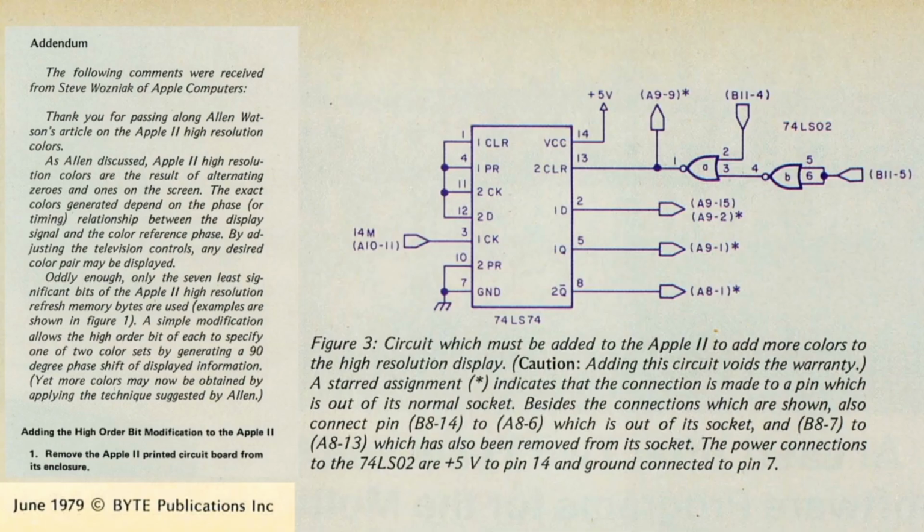In the June 1979 edition of Byte magazine, Alan Watson III published an article discussing how color worked on the Apple II, to which Woz responded by showing how to extend the high-res color gamut by adding 2 chips. He did mention that adding this circuit voided the warranty. What Woz suggested adding in that article became a standard part of Apple IIs after then.